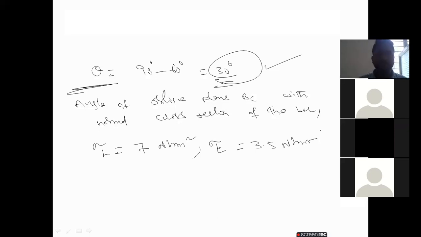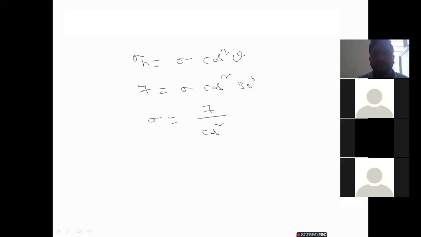Now the sigma n formula is sigma into cos square theta. I will write again, sigma n equal to sigma cos square theta. So 7 equal to sigma into cos square 30 degrees. So tell me the sigma value, sigma by cos square 30. Tell me the answer here. I will wait for a minute.